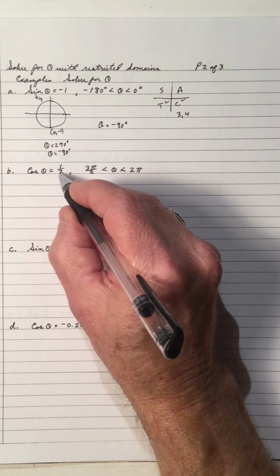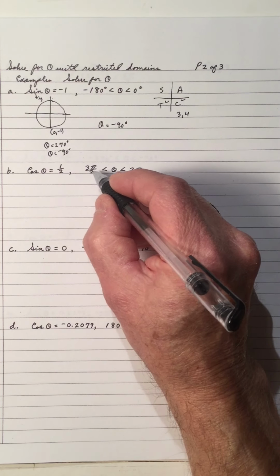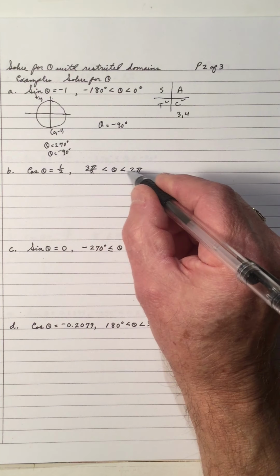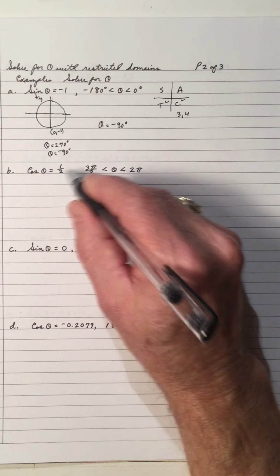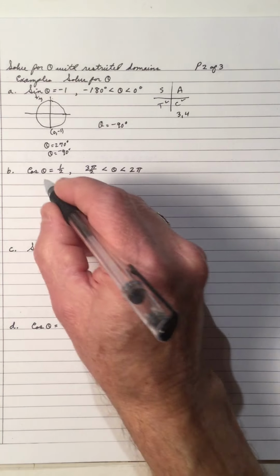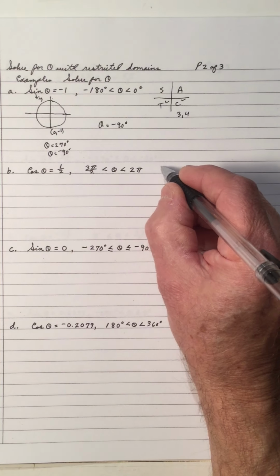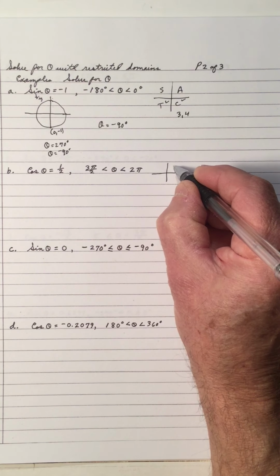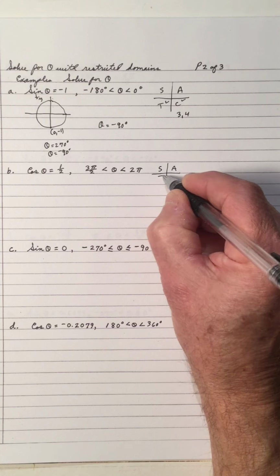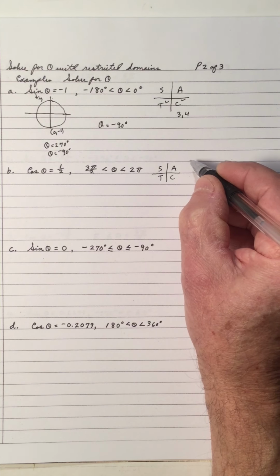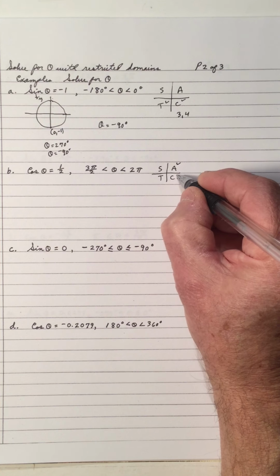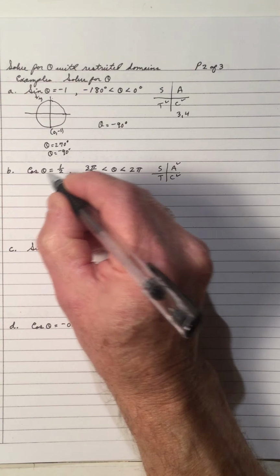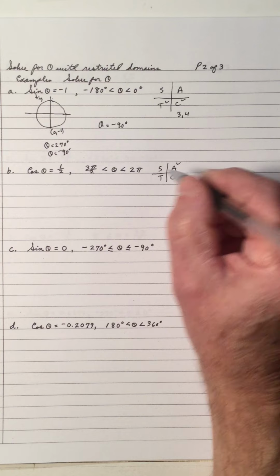B, cos is a half, and notice now that this is not degrees, this is radians. So cos is a half. Let's look at where cos is a half. Using "add sugar to coffee," cos is positive, so positive would be 1 and 4. So that's in quadrants 1 and 4.